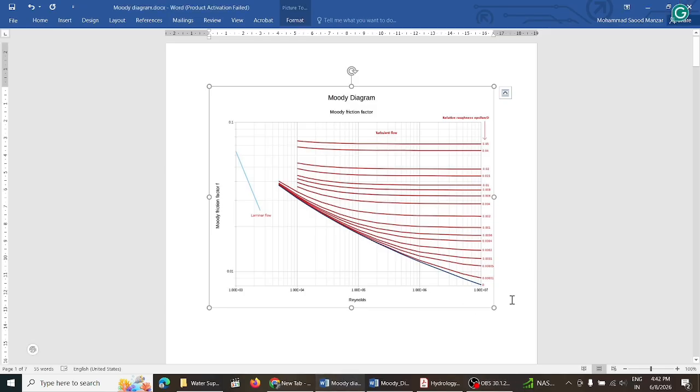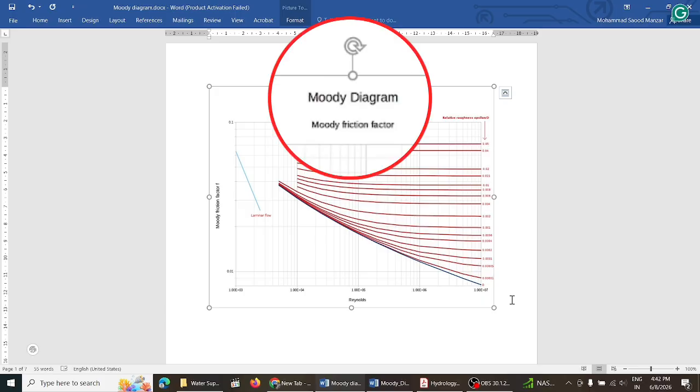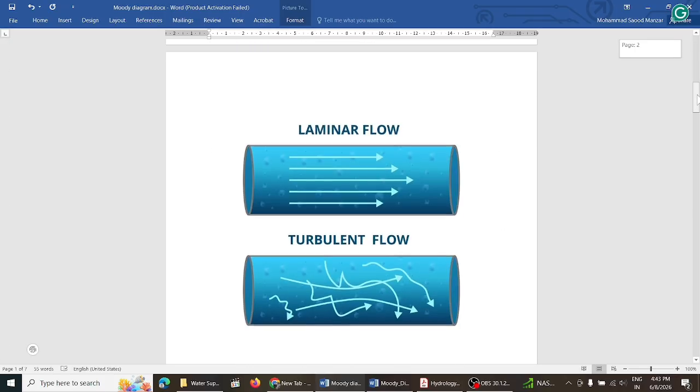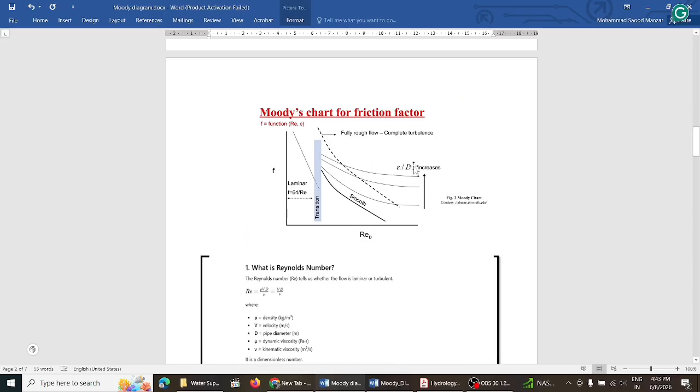Hello viewers, in today's video we will learn about the Moody diagram and the calculation of the friction factor. So in front of us we have a Moody diagram. In the Moody diagram, the relative roughness is a dimensionless parameter, which is called epsilon upon d. It's the ratio of the pipe's absolute surface roughness to its internal diameter, and mathematically it is expressed as epsilon upon d. This term is called the relative roughness.